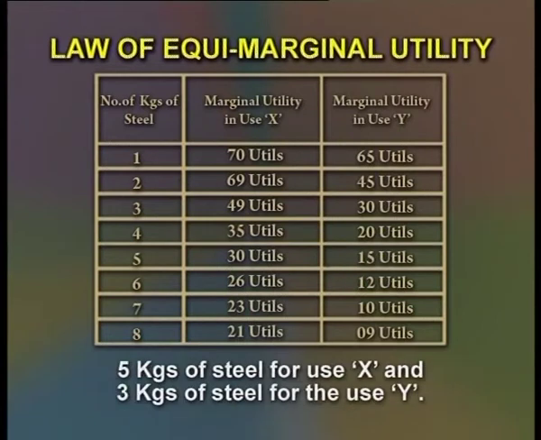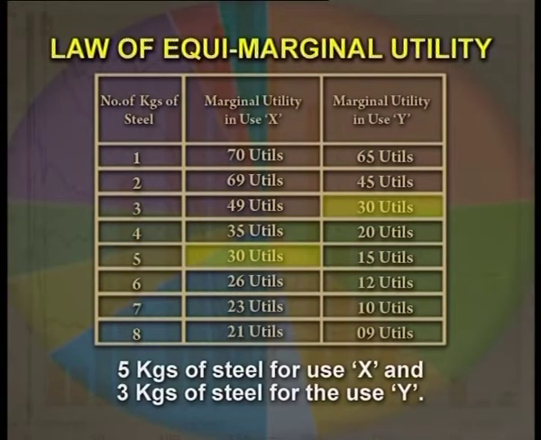And therefore, this will go on until he ultimately lands up using 5 kgs for X and 3 kgs for use Y. In this situation, you find that in both cases, use X and use Y, the marginal utility is equated to 30.